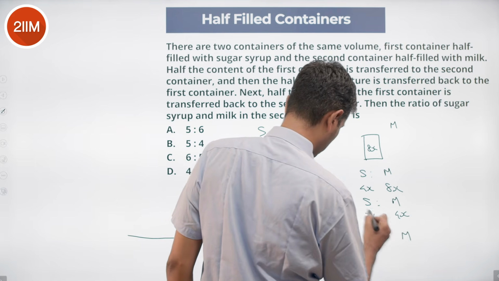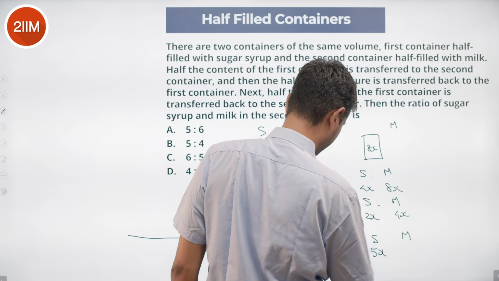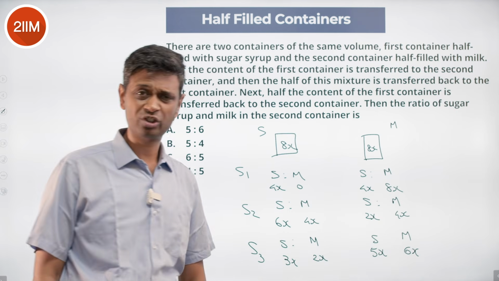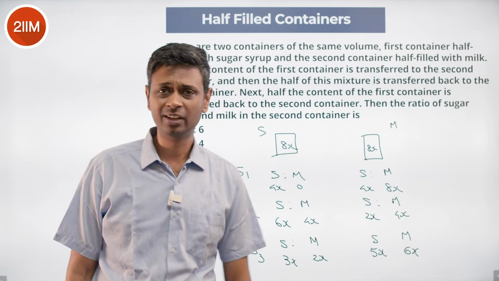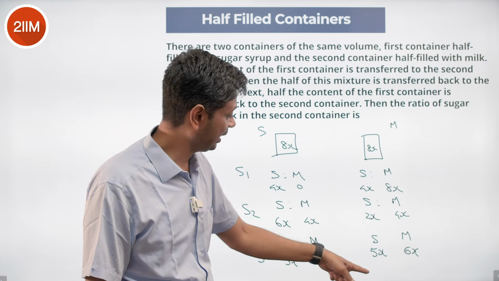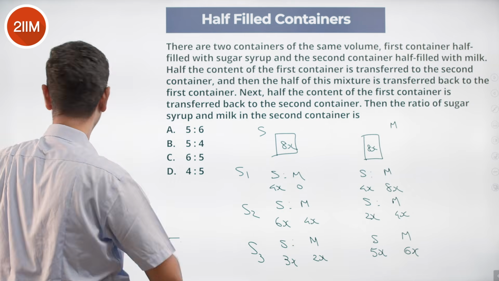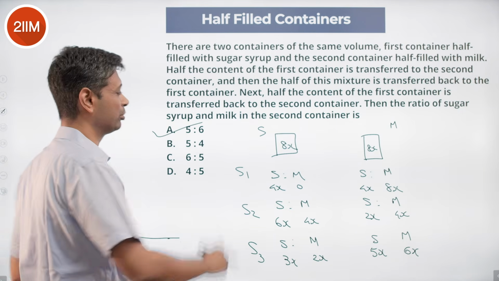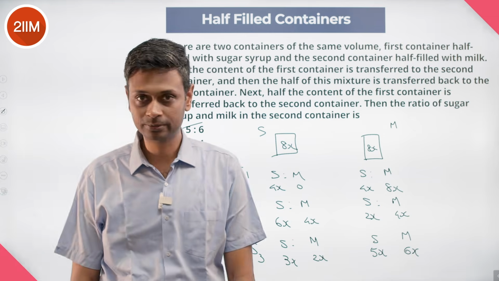Sugar to milk: 2x plus 3x is 5x, 4x plus 2x is 6x. This is 11, this is 5, adding up to 16, that also seems to work. Step 1, step 2, step 3. The ratio of sugar to milk in the second container at the end is 5:6. Done. Not too difficult. We have to do it methodically. It really helps. We take the first two numbers to be 8x and 8x and not x and x.